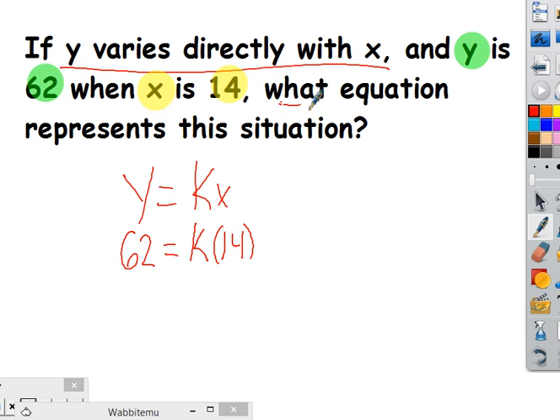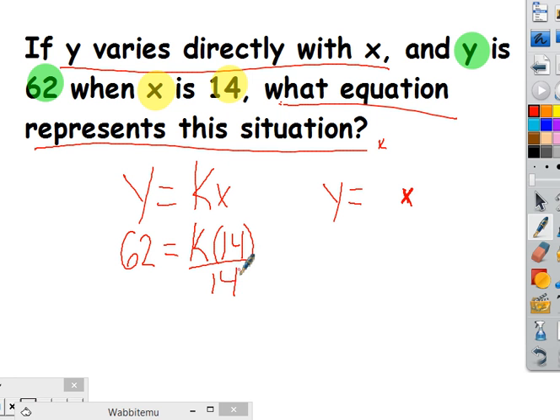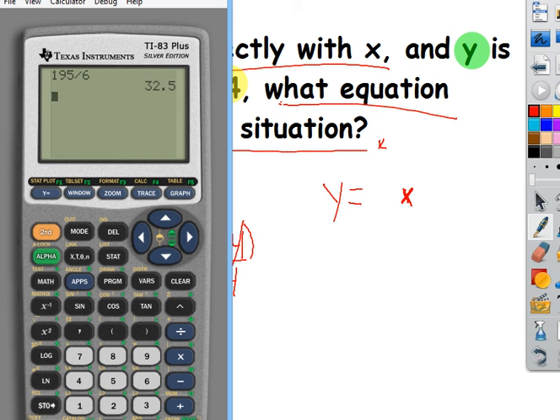And I need to know what equation represents the situation. So I need to have this kind of like in a slope-intercept form, but this is direct variation. So I need to know what the k is here. And that's the only thing I need in order to write an equation. So I'm solving for k right now. Divide by 14 to solve for k on both sides. So you have 62 divided by 14. And 62 and 14 I don't believe go into each other very evenly. We will check that first though. So 62 divided by 14.